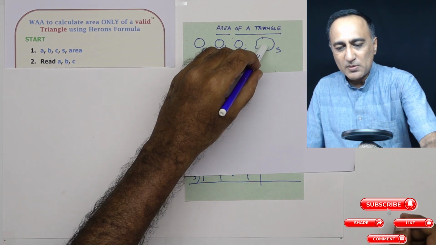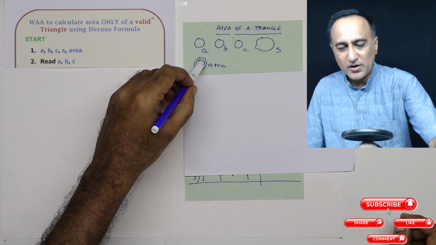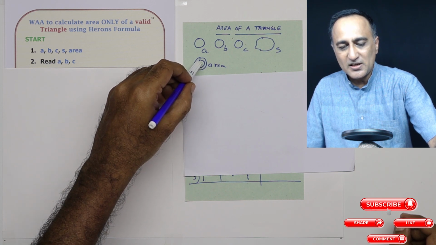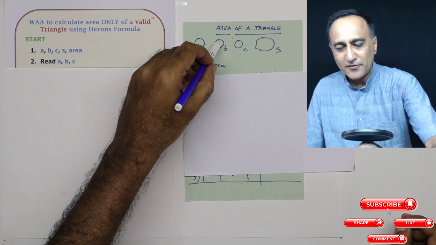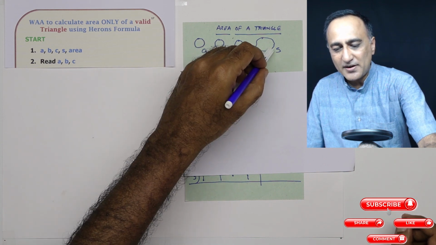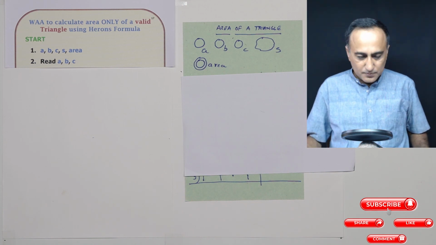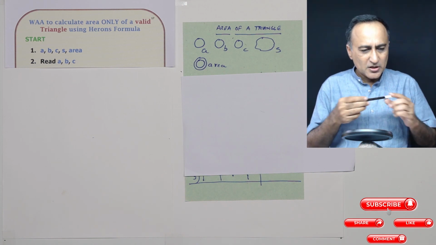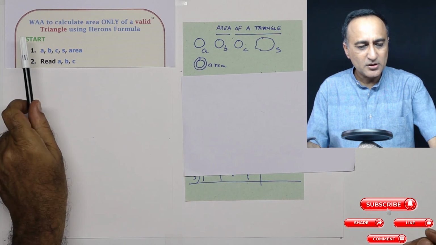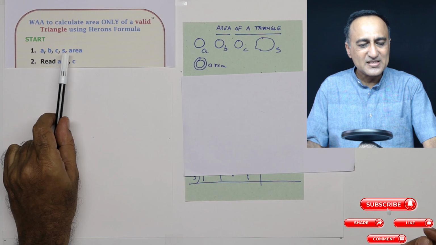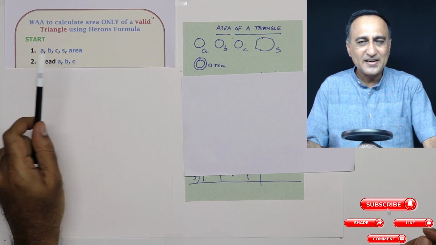So I have one variable called S and another variable called area to capture the final result. I just need to get the values of A, B and C, calculate S, and calculate area. Now, the first step as in any algorithm: start. Then I am going to declare the three sides A, B, C and S and area.